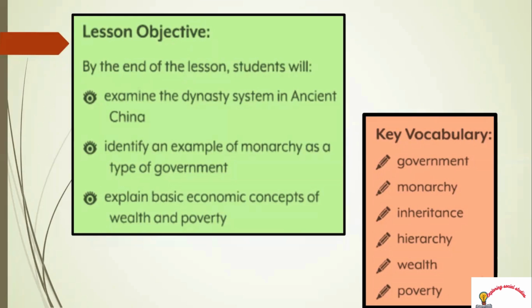By the end of the lesson, students will examine the dynasty system in ancient China, identify an example of monarchy as a type of government, and explain basic economic concepts of wealth and poverty. Key vocabulary: government, monarchy, inheritance, hierarchy, wealth, poverty.